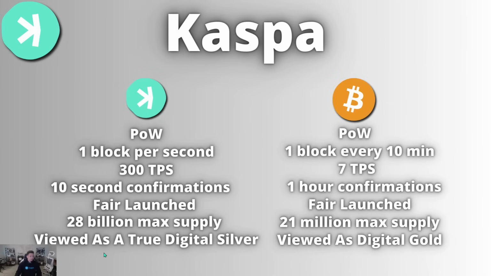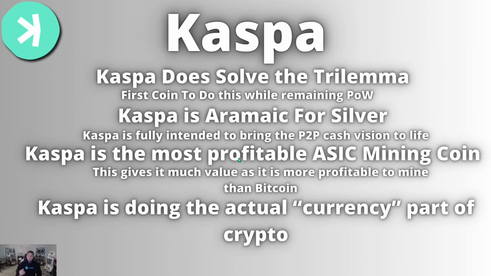And then lastly, Kaspa is viewed as a true digital silver, while Bitcoin is viewed today more as a digital gold.